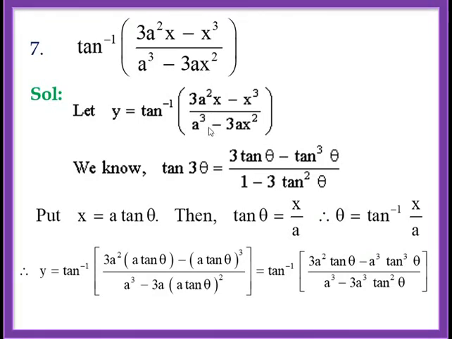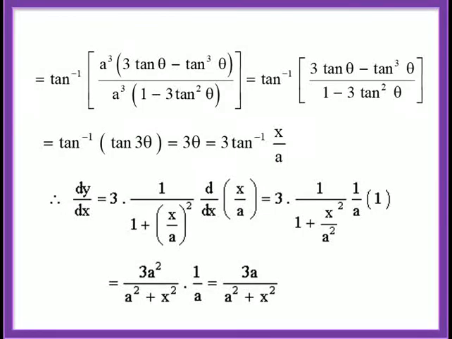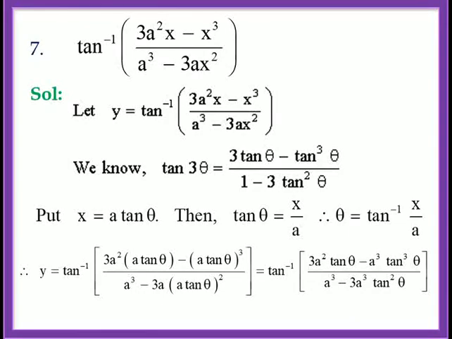Now some students say that, sir, can we take a cube common from denominator and numerator both? Yes, one and the same thing. You will have to use the same substitution. Okay. Now I take a cube common from numerator and denominator. I cancel that to get 3 tan theta minus tan cube theta upon 1 minus 3 tan square theta. Okay, you want to see the previous slide again? Okay. See this one. Fine.